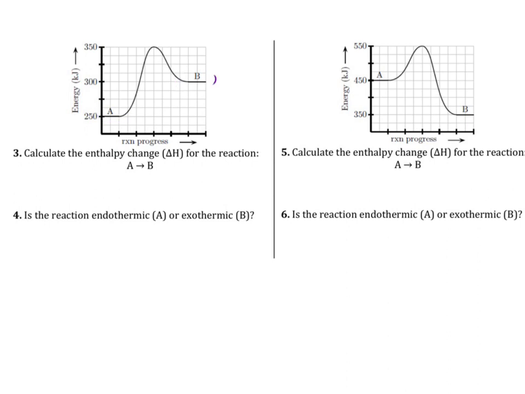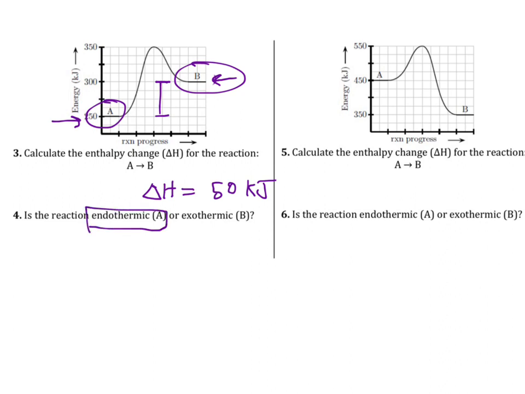So if we're starting off at 250 and we go up to 300, that is an increase of 50 kilojoules of energy. So the delta H of the reaction is going to be 50 kilojoules of energy. So it's the amount that it goes up. Now, is that a positive or a negative? Well, because it's going from 250 to 300, it is a positive. It is gaining 50, and so this is a positive kilojoules, because it's a positive delta H. That means that it is an endothermic reaction.